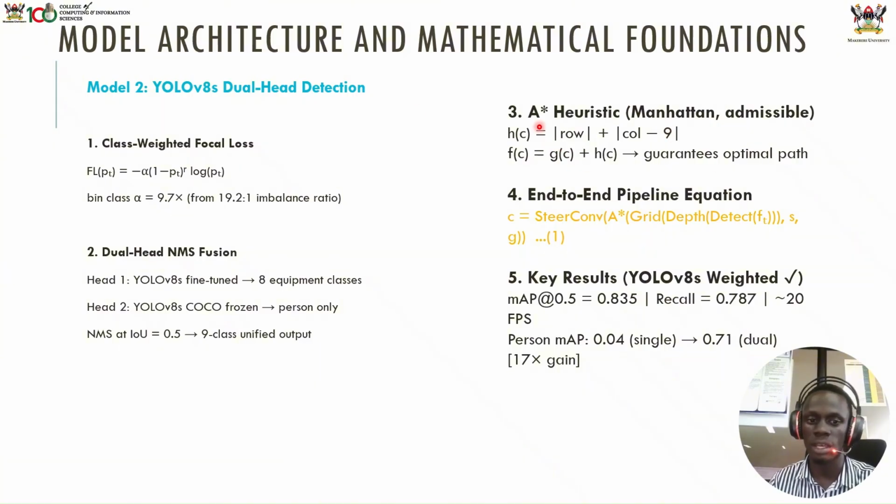We did not use the other distances, but we tried to use Hamilton because we are going to be using a grid, so there are no distances across. This is our equation for end-to-end, which takes in the grid, the depth, the objects detected, the fit, and everything into consideration. In results for this experiment, we got a mean average precision at 0.5 of 83%, and a recall of 0.78, 78%, and the person class had an accuracy of 0.7.